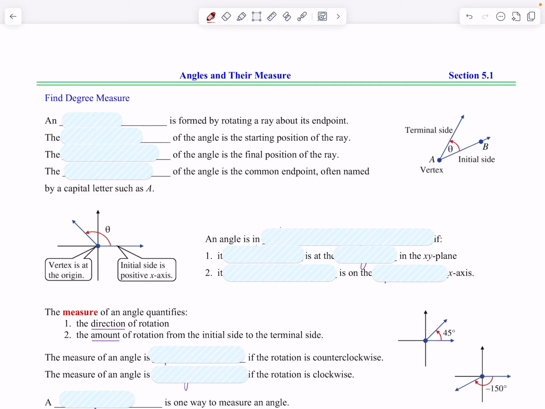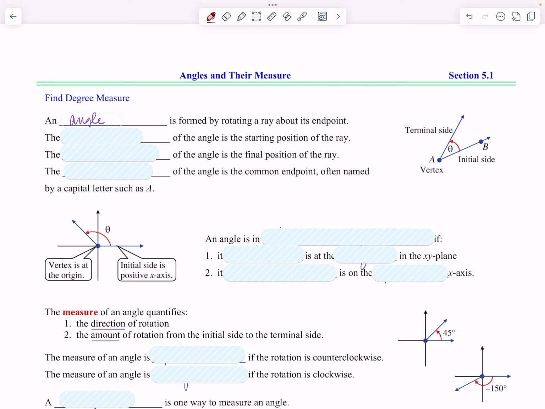Hey folks, this is a video on section 5.1 talking about angles and their measure. This is a pretty foundational section, so I would strongly recommend that you really get a good grasp of your understanding of this section. I am going to break it into several different videos so that they are small and shorter videos. All right, so we're going to take a look at the definition of an angle in the first place.